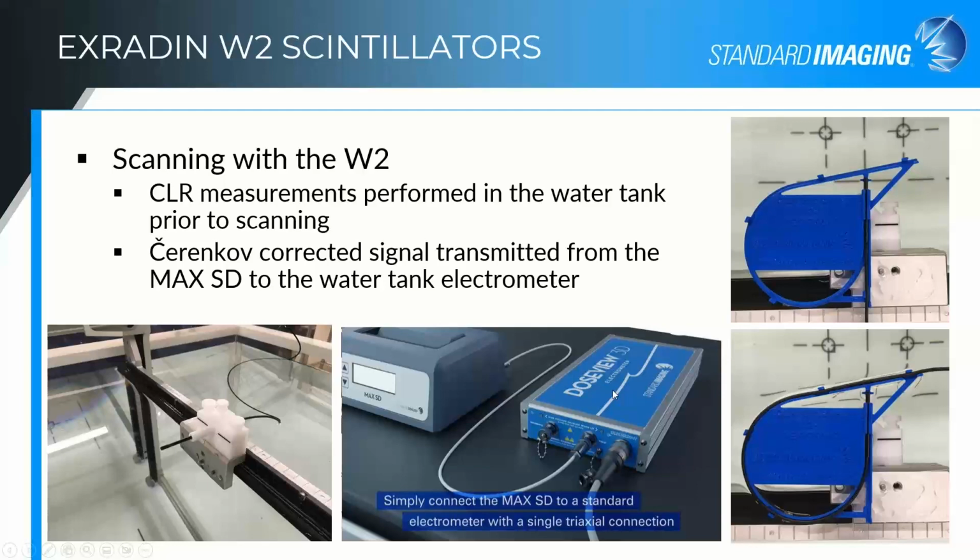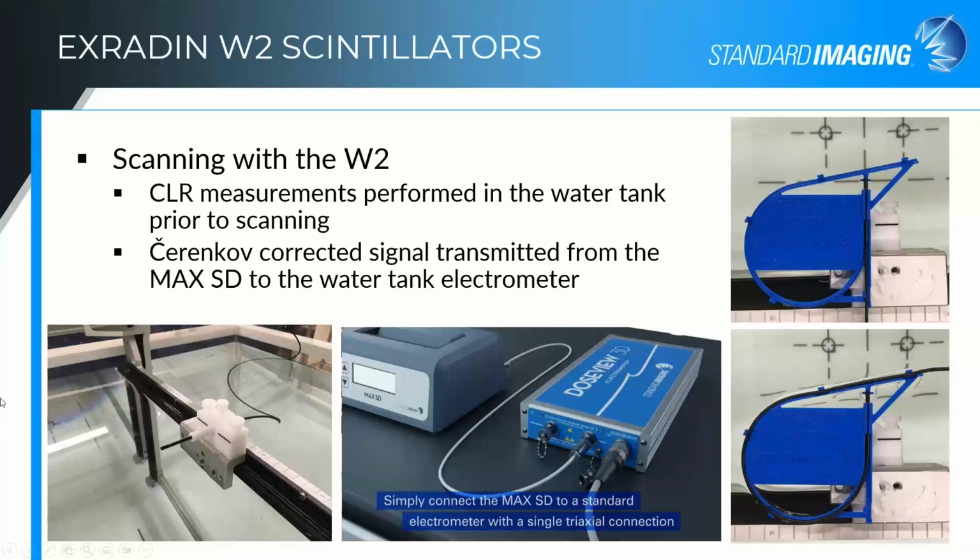And from the point of view of your scanning tank, this looks like a diode. You're not applying bias to it, but when the beam's on, the water tank electrometer receives a signal. It is a low signal here, so we do apply a 25 times gain on the output to the water tank electrometer so that it falls in a good region signal-wise for most scanning electrometers.